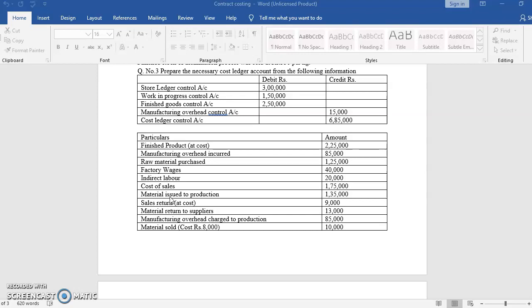Then material sold. So again, material sold, two amounts have been given. One is cost and the second one is the selling price. So if you remember, I have told you, whenever we record in the cost, we record only cost price and not a selling price, because in costing we do not consider the profit on the material sold. That may be a raw material or spares etc. So write down on the credit side of store ledger control account by cost control, and on the debit side of cost control, write down to store ledger, and the amount will become 8,000 and not 10,000.